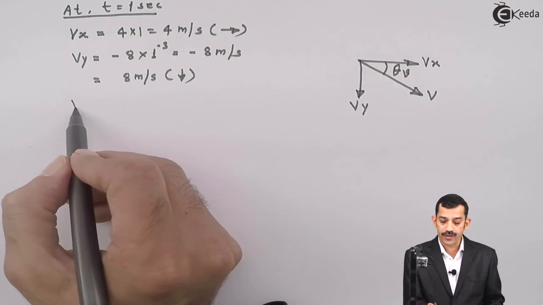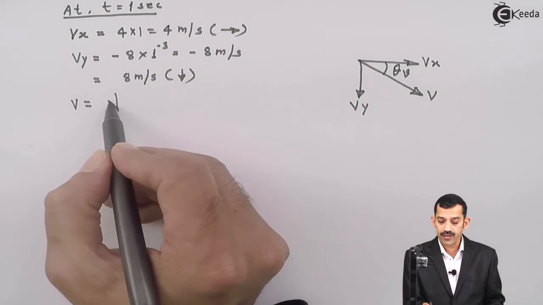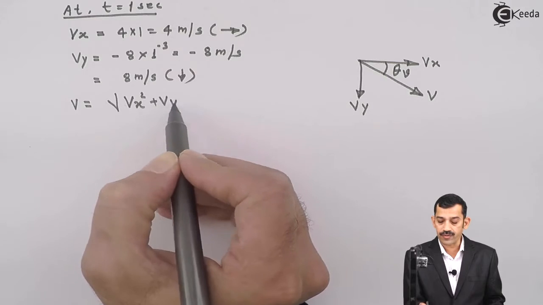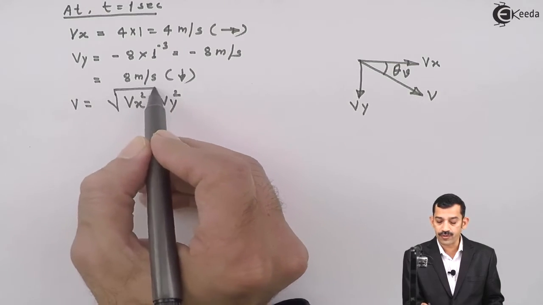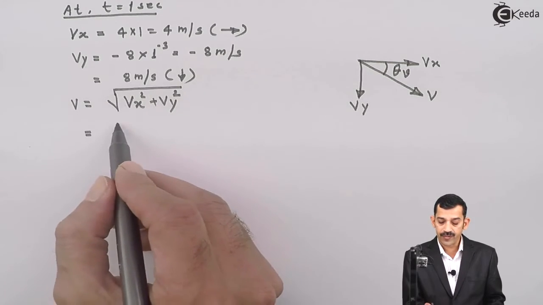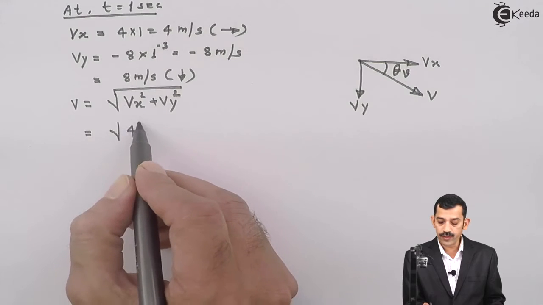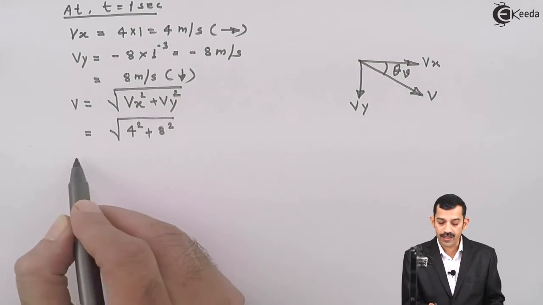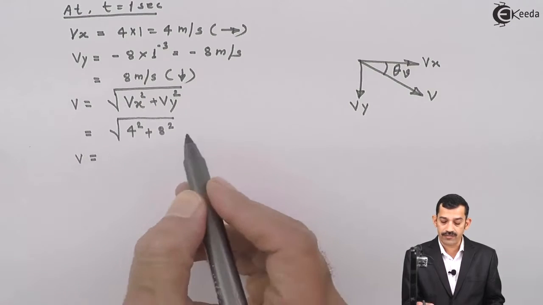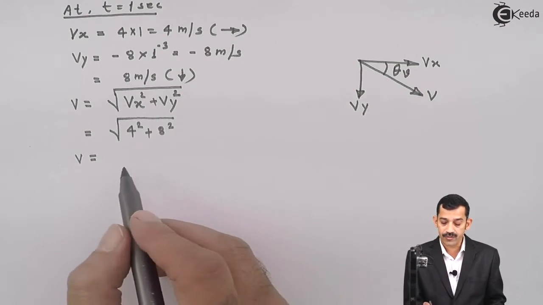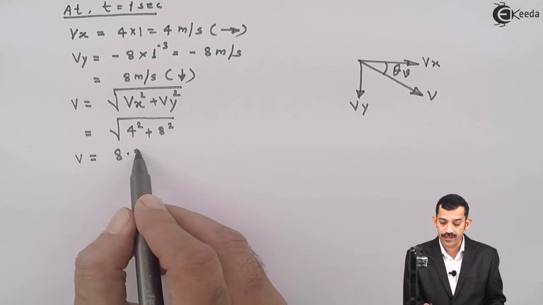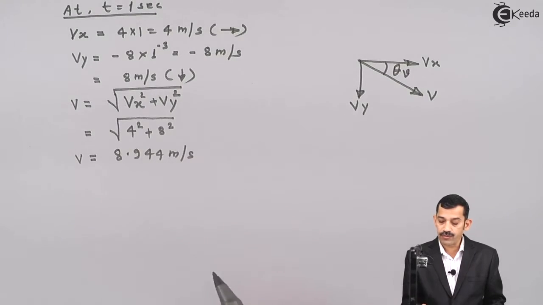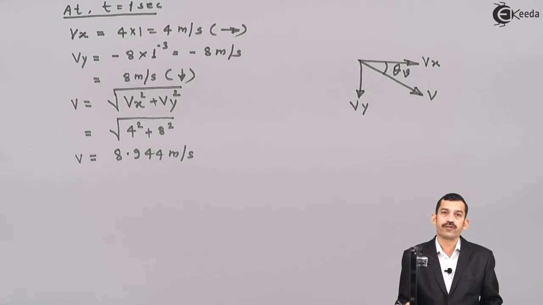To find out V, we will use the Pythagoras theorem: square root of Vx square plus Vy square. Now if you substitute the values of Vx and Vy, square root of 4 square plus 8 square, the final resultant velocity of the particle, if you calculate using a calculator, comes out to be 8.944 meters per second. Then we'll find out the inclination of velocity with horizontal.